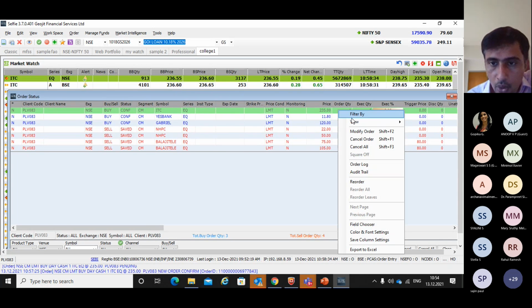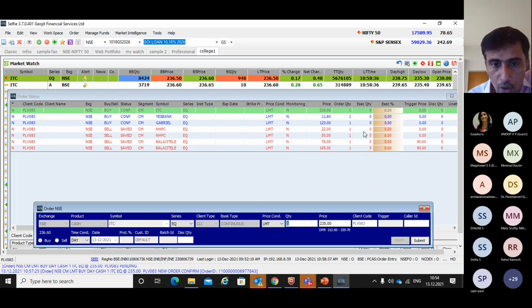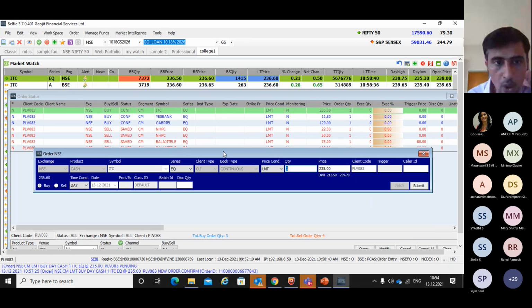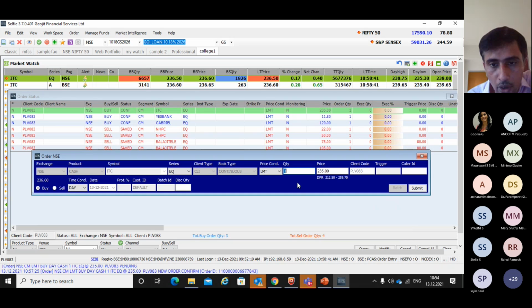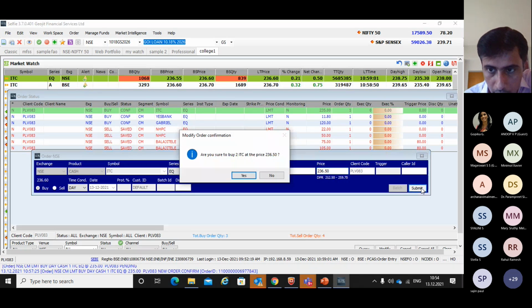I can modify this order if needed. So I will click on the modify order option. Again, the old order window is ready for you to modify. I can modify the quantity if you want. I can modify the price. Say I can just mention 236. Currently, the seller is at 236.60. So let us place something at 236.50. And again, I go on submit.